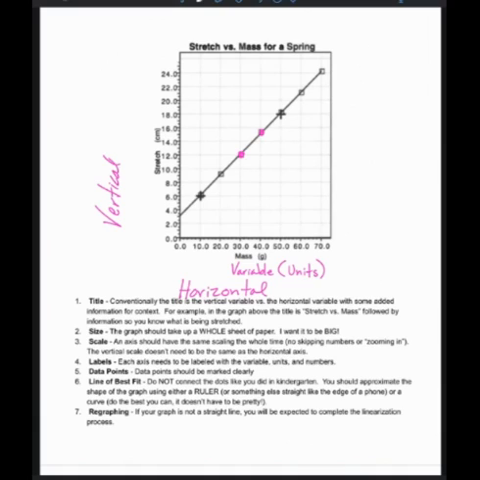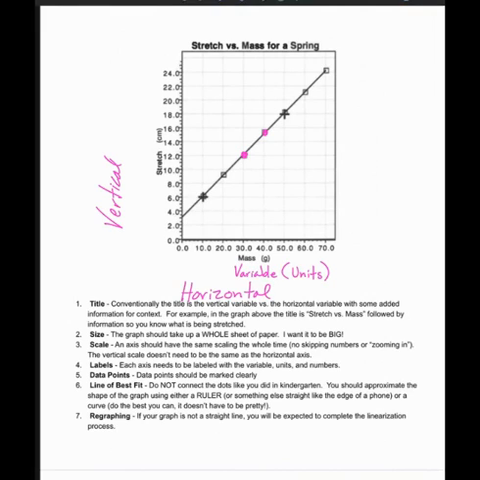When you do a line of best fit, do not play connect the dots. You're going to draw one line through all of the dots. If it looks like it's supposed to be a straight line, you are going to draw a straight line. If it looks like it's a curve, you're going to draw a curve. Now, if your graph turns into a curve and it's not actually a straight line, you will be expected to do another graph and to do a linearization process that you are going to be learning about in the next video or the next day in class.